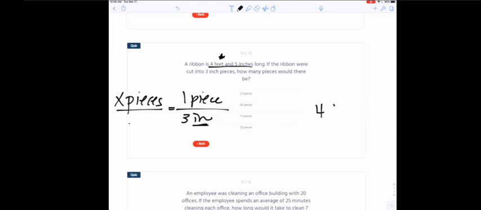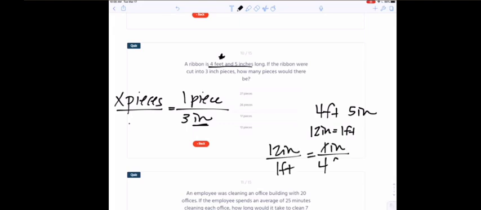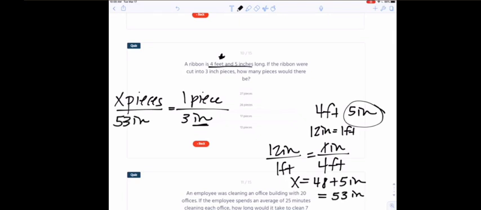So, 4 feet, 5 inches. The 4 feet, how do I turn that into inches? I know there's 12 inches in 1 foot. So 12 inches, 1 foot, equals x inches over 4 feet. 1 times x is x. 12 times 4 is 48 inches. Oh, I still have this 5. Don't forget the 5. So I have to do 48 plus 5, which is 53 inches. So now that I have that, I can put that here, and I can cross multiply. 3x equals 53.